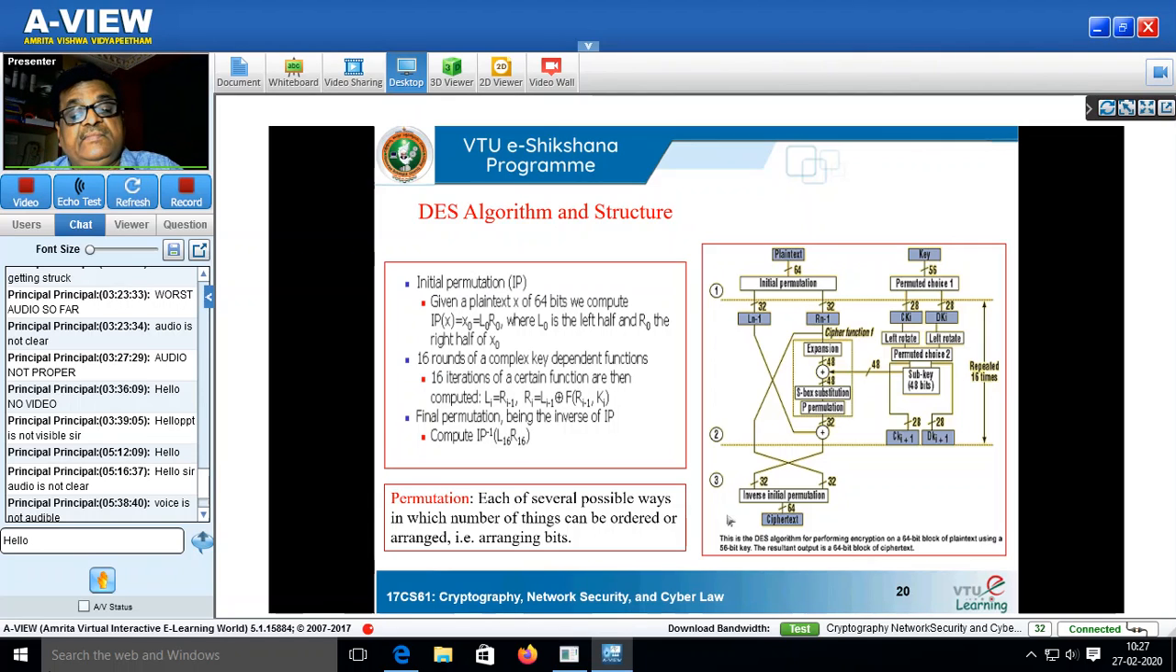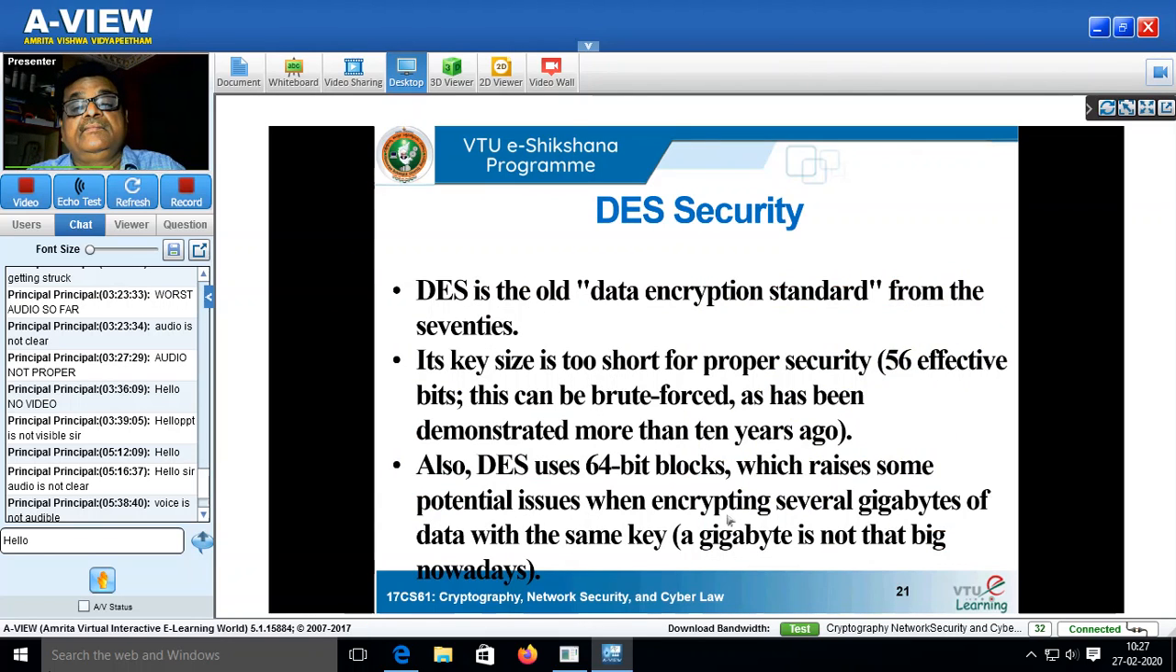There are several possible ways of permutation, and with each round the permutation becomes more and more complex. The overall objective is making use of the keys, performing encryption, and providing greater security.